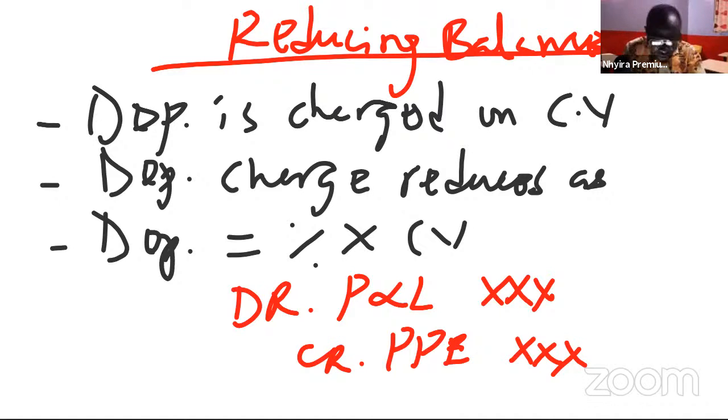And under the reducing balance method, depreciation is charged on the carrying value of the asset, and the depreciation charge reduces as the asset ages. The depreciation is always equal to the percentage multiplied by the carrying amount of the asset. And the double entry is that we debit the profit or loss account and credit property, plant and equipment.